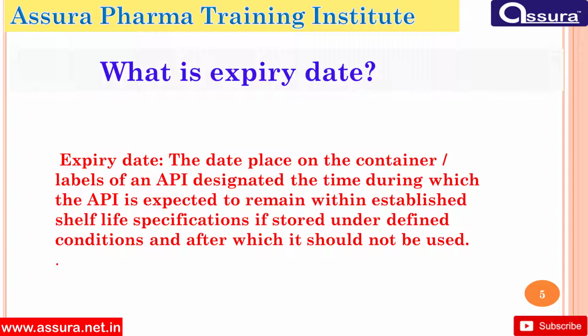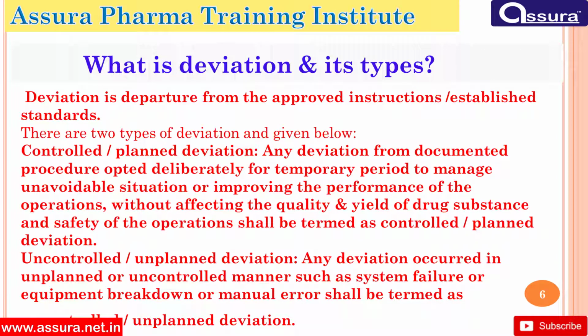not be used. Next, what is deviation and its types? Deviation is a departure from the approved instruction or established standard. There are two types of deviation: controlled or planned deviation.